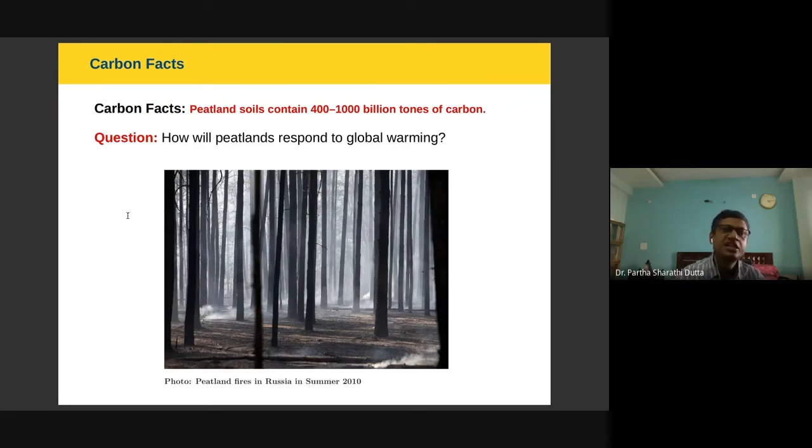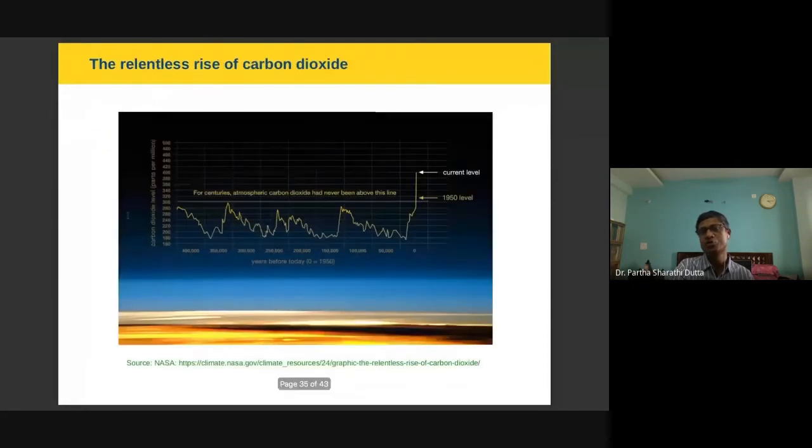And it is linked with the carbon fluxes. In Russia, there are peatlands, and the peatlands contain a huge amount of soil carbon, which is 400 to 1,000 billion tons. And as global warming increases more and more, there are fires in the forest, and when there is a fire in the forest, the soils are getting warmed up, and this soil carbon is coming out to the atmosphere at a very fast rate. And that is one cause of global warming, because it increases the amount of atmospheric carbon dioxide.